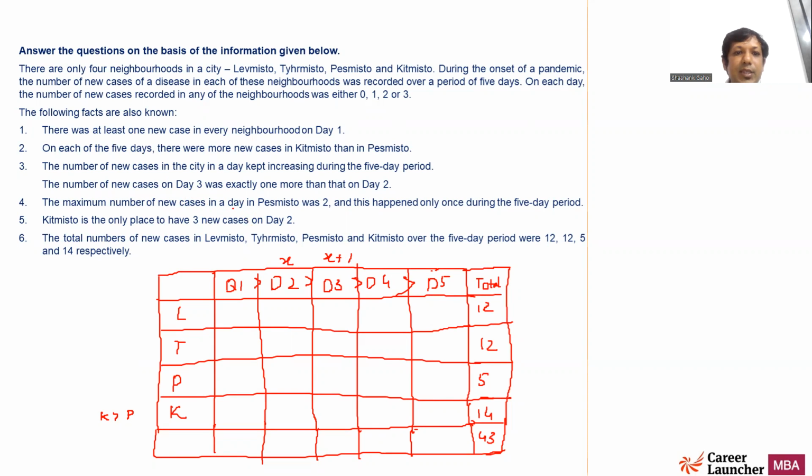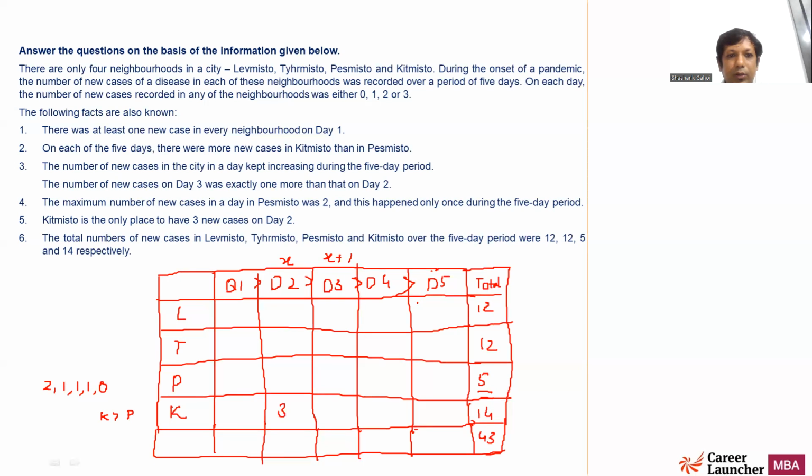The maximum number of cases in a day in P was 2, and this happened only once during the 5-day period. So in P, I have 5 cases and the maximum value is 2. So I am going to have 2, 1, 1, 1, 0. One of the days P had 0 cases, 3 days it has 1 case and 1 day it has 2 cases, because 2 happened only once. K is the only place to have 3 new cases on day 2. So at K, we had 3 cases on day 2, and this is what is given to us.